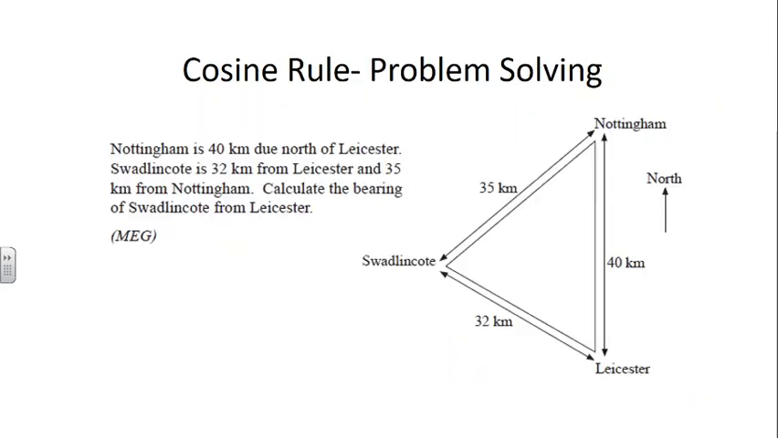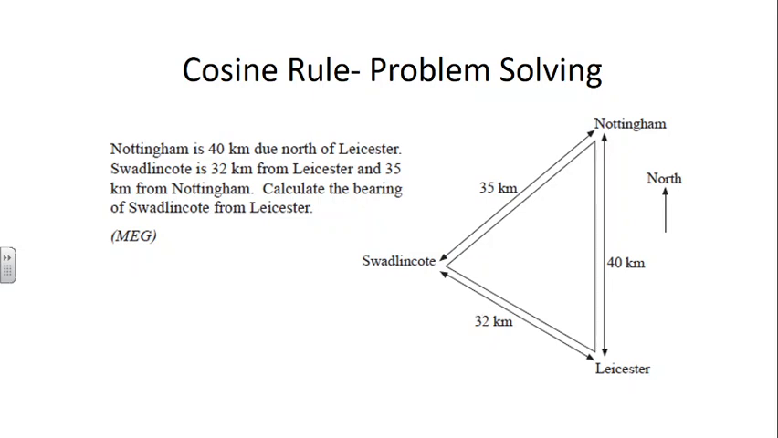Last thing, so in an exam, they like to interleave with some other subjects. So if you read through this one, it interleaves with bearings. Very common when they're using sine, cosine, to use a bearings question as well. So Nottingham is 40 kilometres due north of Leicester, which means that this is north, which is also important when it comes to bearings, and there's 40 kilometres between them. And Swadlincote is 32 kilometres from Leicester and 35 kilometres from Nottingham, so that's just shown here. Calculate the bearing of Swadlincote from Leicester.